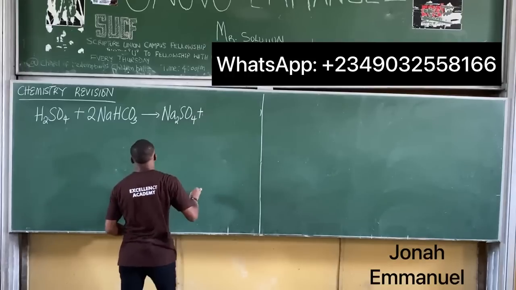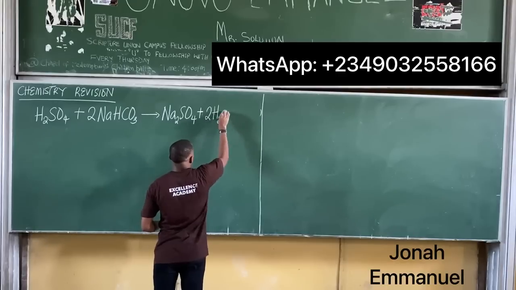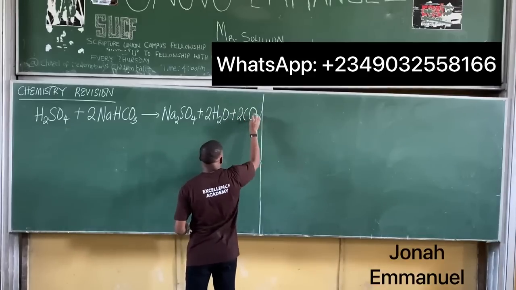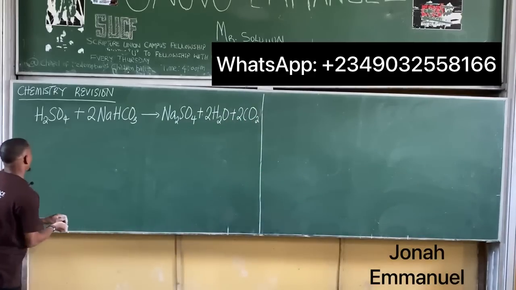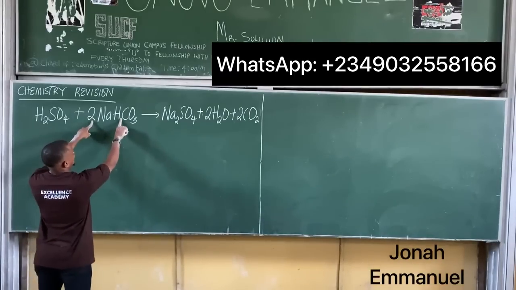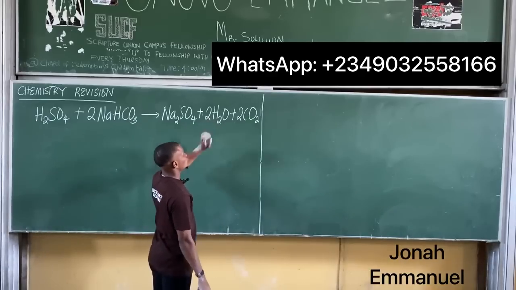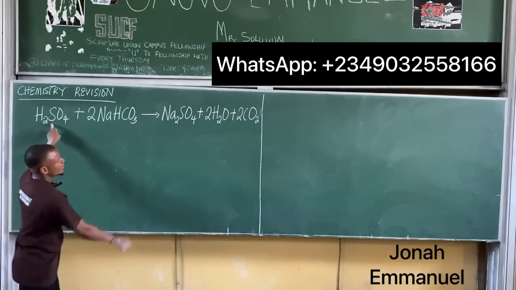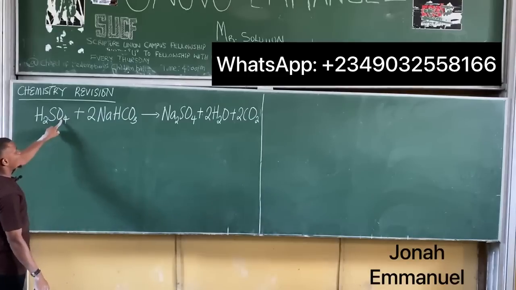Na2SO4 plus 2H2O plus 2CO2. It's the same thing now. Hydrogen, I have 2 here. I have 2 times 1 here, 2. In total, 4 hydrogen. Here, 2 times 2, 4 hydrogen. Settled. Sulfur, I have just 1 here. In all of this, I have just 1. Settled. Oxygen, I have 4 here.